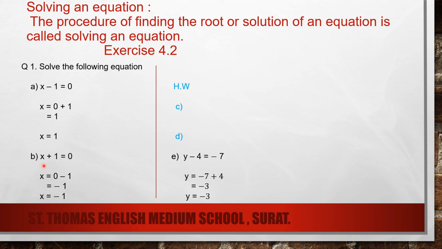Question number B, x plus 1 is equal to 0. This is a plus 1, if it goes here, it becomes minus 1. The x is equal to 0 minus 1, that is minus 1. So what is the value of x? X is equal to minus 1.